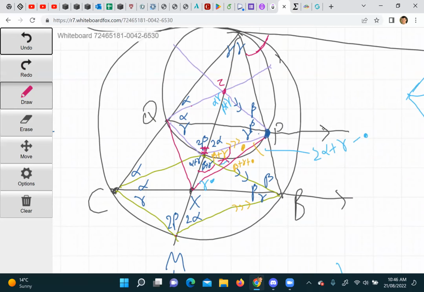So he defined X to be where the angle bisector of Q meets BC, and then you join that up to P. Did you prove the other thing was a kite or just one kite? One kite. The other one kind of follows as a kite.